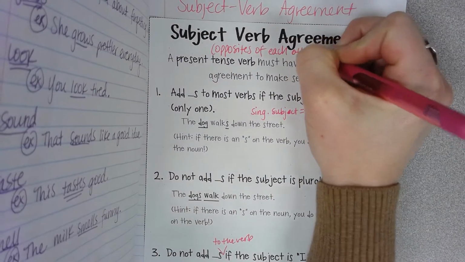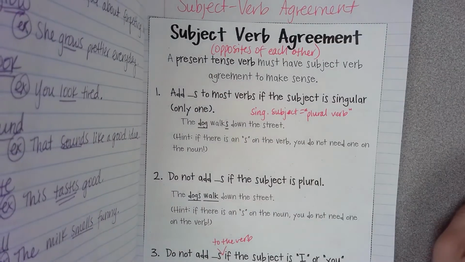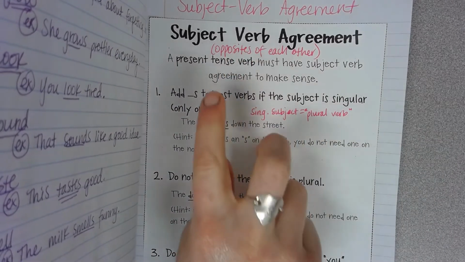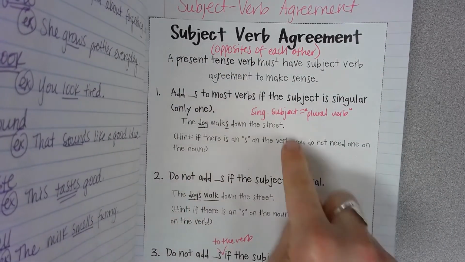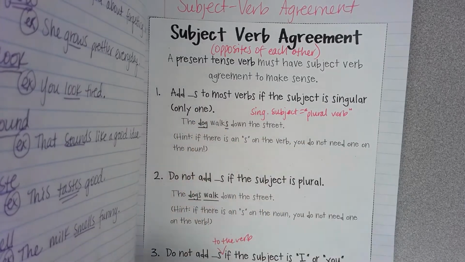Which doesn't really make sense because the word agreement is that they're the same, but now we're saying they're the opposite. But I want you to think of it in this mindset. One has to have an S, the other one doesn't, but it depends on if your subject or your noun is singular.